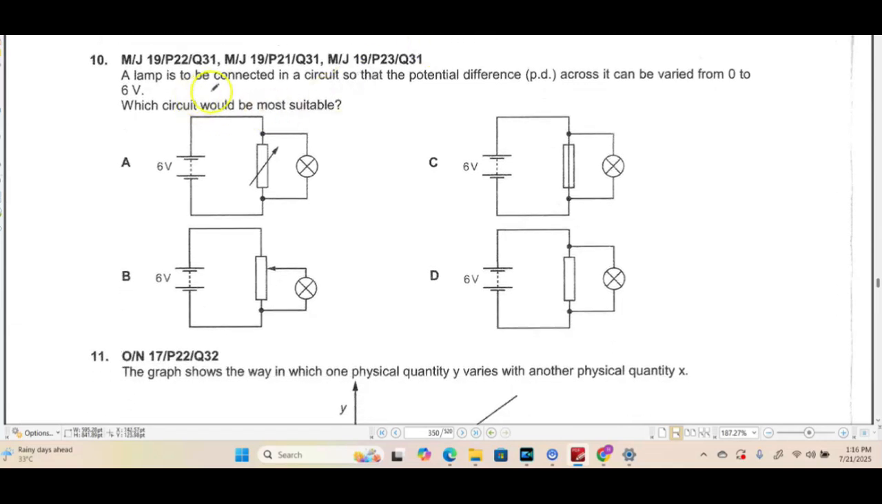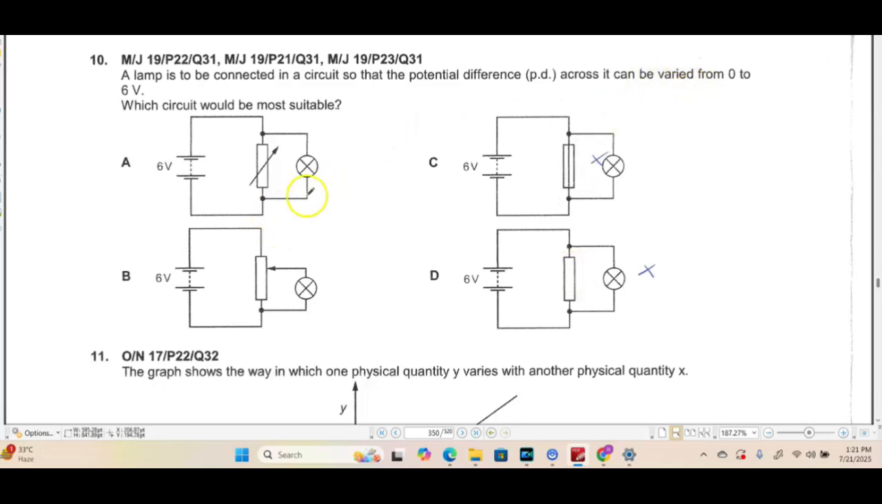Question number 10. A lamp is to be connected in a circuit so that the potential difference across it can be varied from 0 to 6 volt. Which circuit would be most suitable? In these two, in C, this is a fuse, so this can't be used to vary the PD from 0 to 6. This is a fixed resistor, so this won't help to vary the resistance.